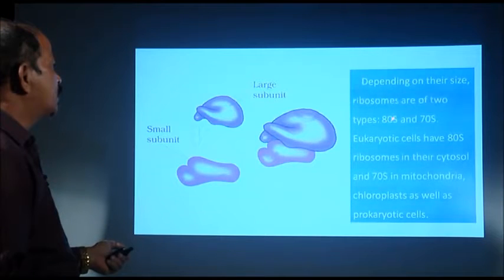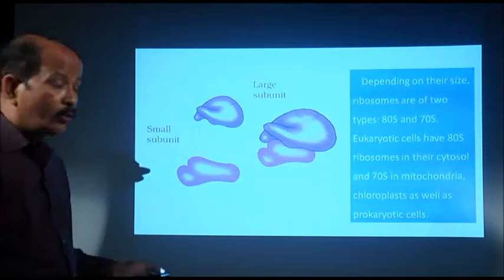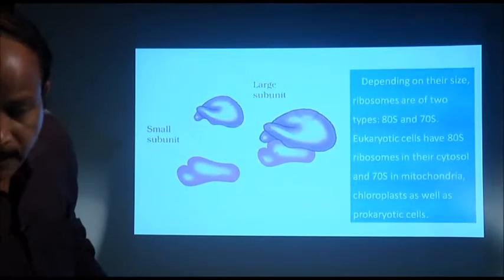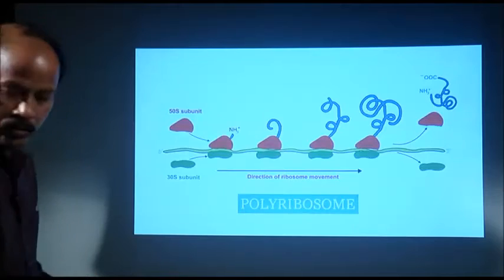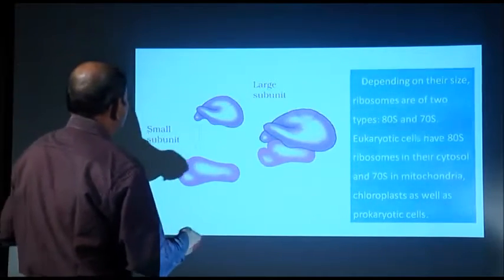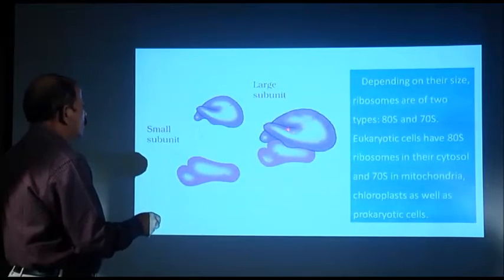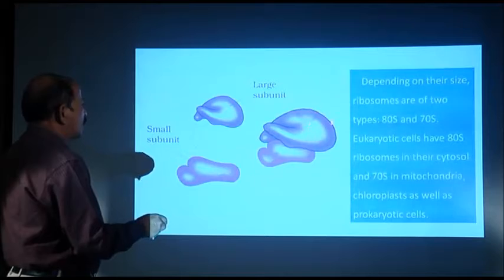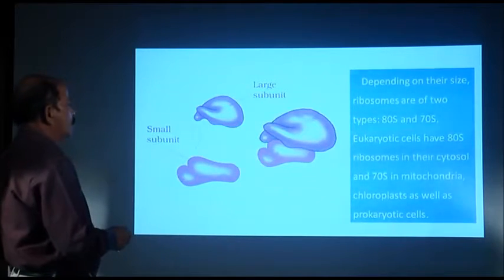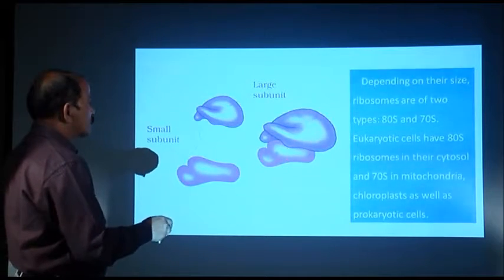The cytosol has 80S, and 70S is found in chloroplasts and mitochondria, and further 70S is also found in bacterial cells or prokaryotic cells. Now let me discuss what this is. I told you this consists of a number of rRNA molecules and polypeptides. They are engaged in protein synthesis.